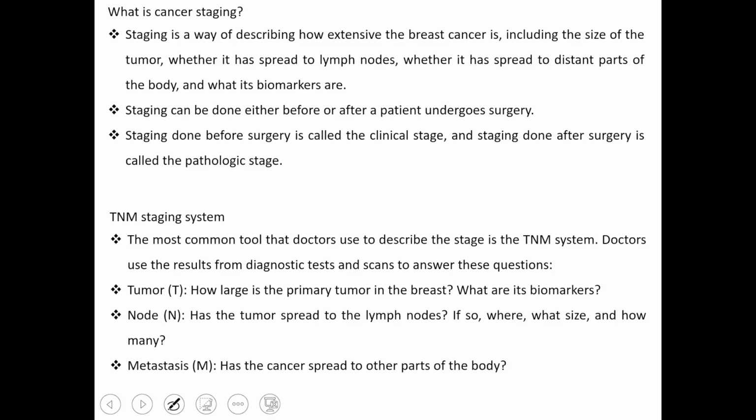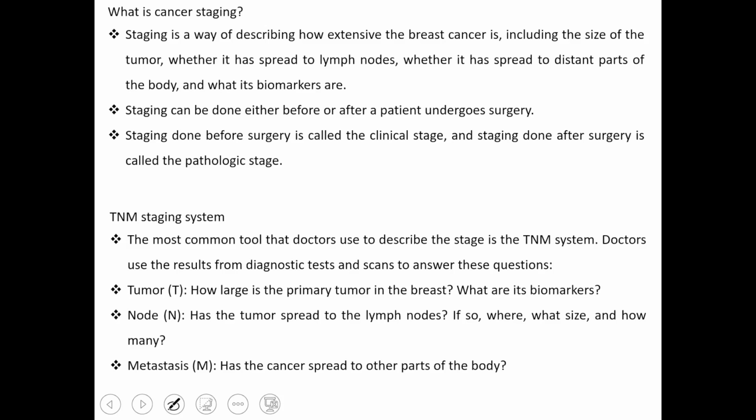It means what is the level of the breast cancer, how dangerous it is, or at what level it will spread in your body, including the size of the tumor, whether it has spread to lymph nodes, whether it has spread to a distant part of the body, or what its biomarkers are. So all these things will be defined through the cancer staging.